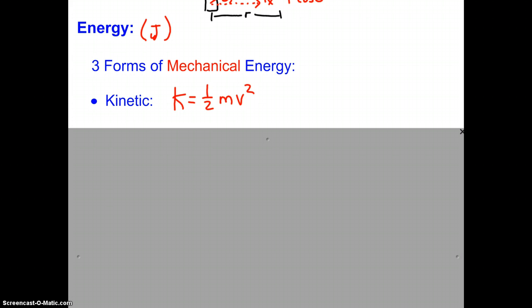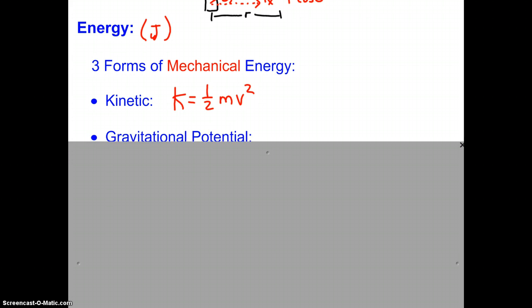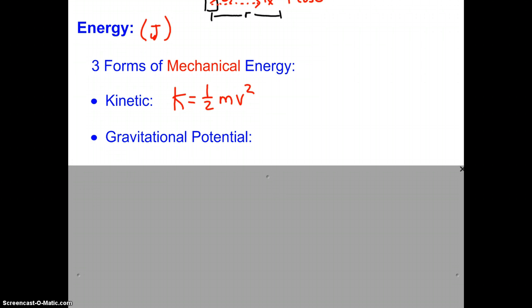And so kinetic energy would have units in joules. Our next form of mechanical energy that we're going to talk about is gravitational potential energy. There are 2 forms of potential energy that we're going to talk about in our mechanics section, and one of them is gravitational potential energy. Gravitational potential energy is the energy an object possesses due to being at a height above a base level in a gravitational field.